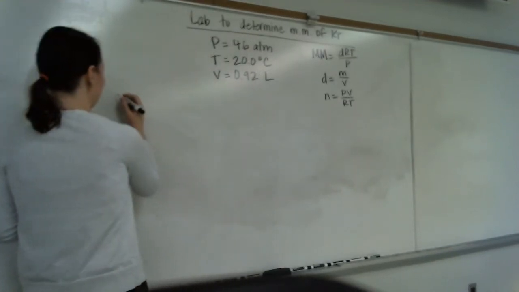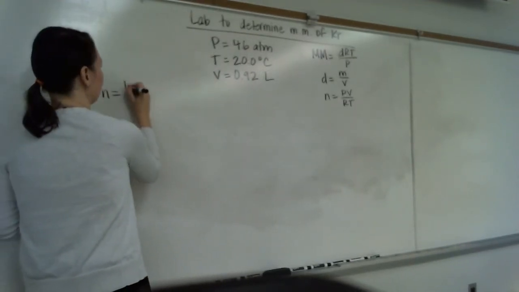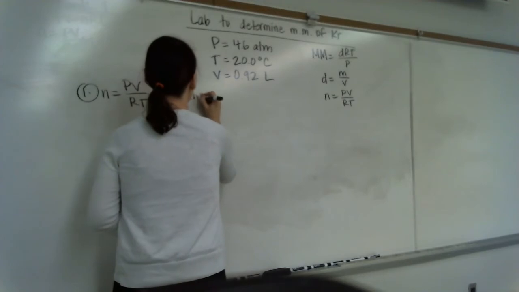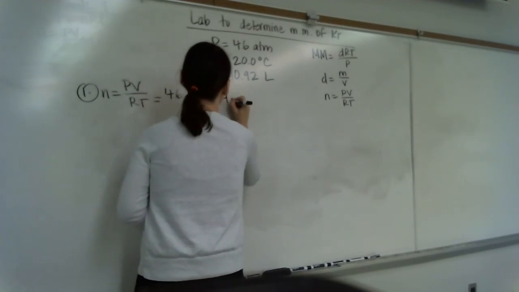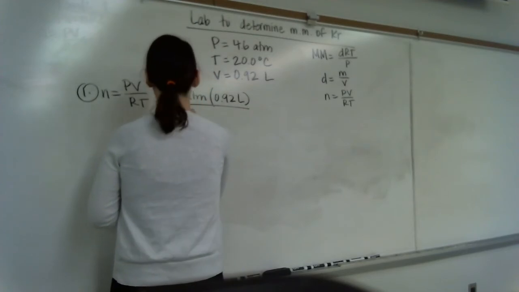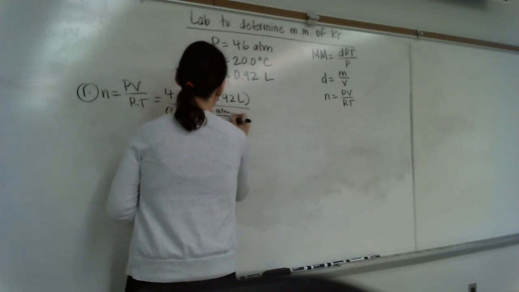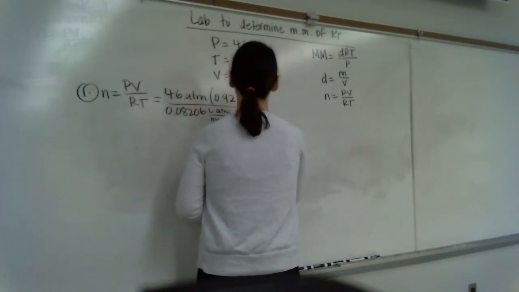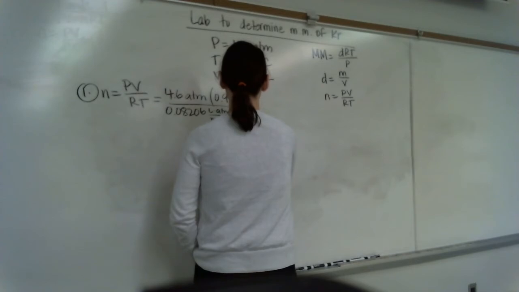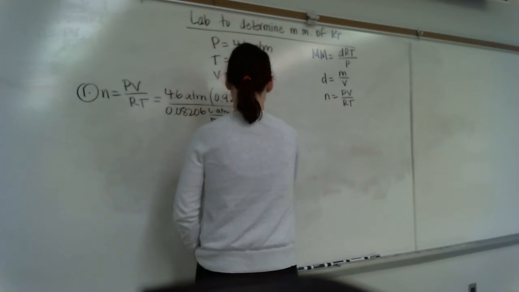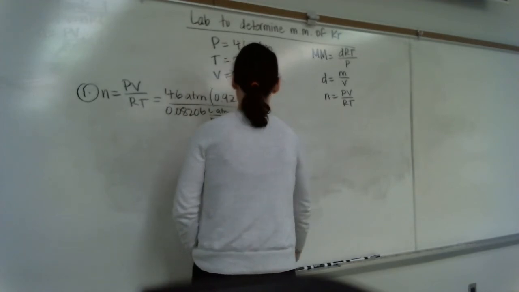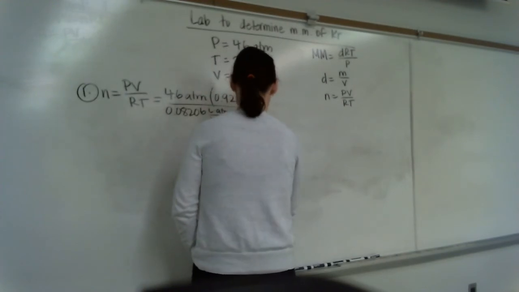So let's do our first calculation. n is equal to PV over RT. So 4.6 atmospheres times 0.92 liters divided by R, 0.08206 liter atmospheres per mole Kelvin. And then temperature is 20 degrees Celsius. So what is that in Kelvin? 393. What? 393? Oh, that seems high. 293. Yeah, I was going to say. 293.